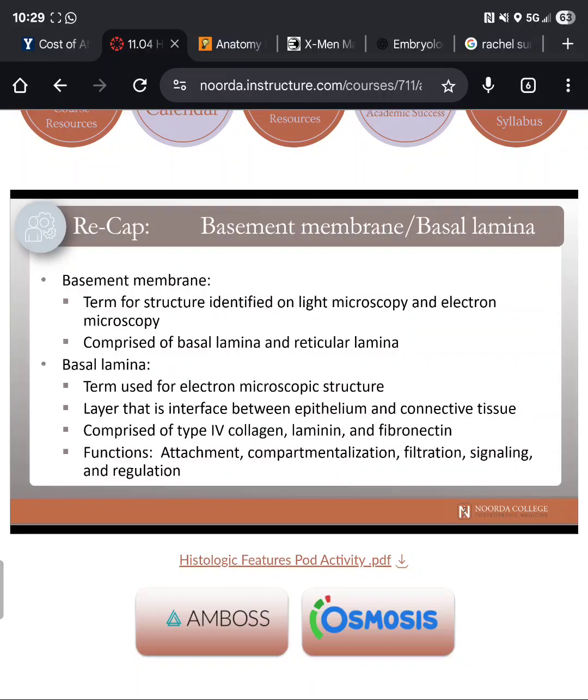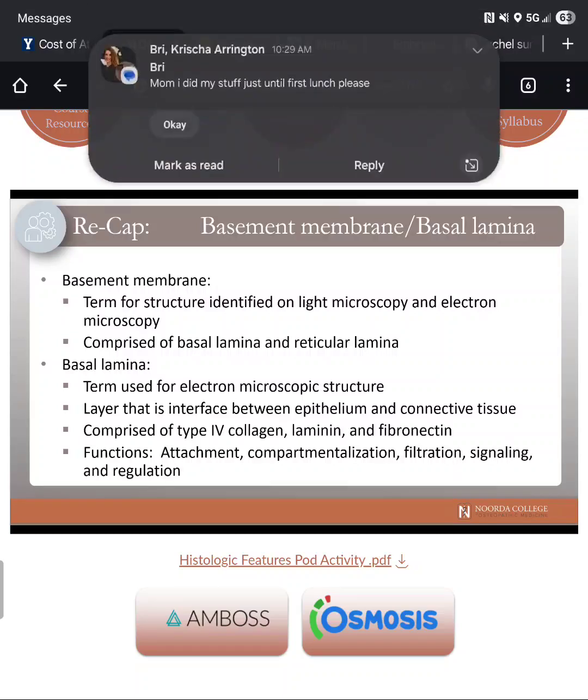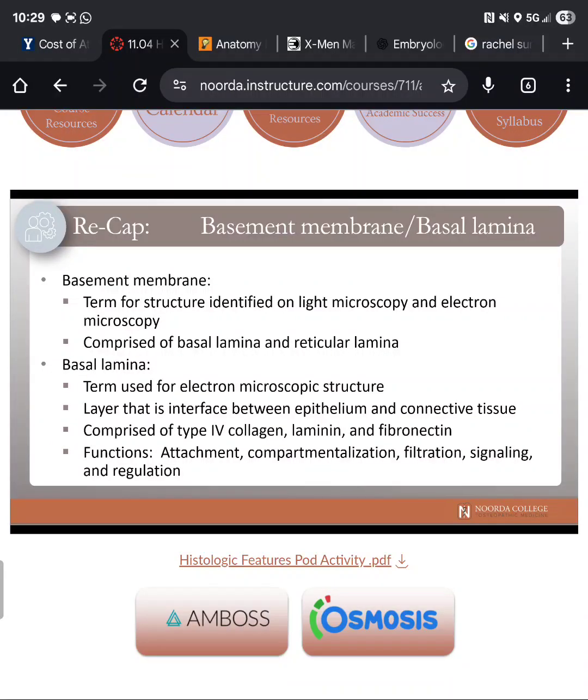Basement membrane is a term used to identify structures on light and electron microscopy. It's comprised of the basal lamina and the reticular lamina. We use the basal lamina term particularly for electron microscopy. It is the layer that interfaces between the epithelium and underlying connective tissue. It's comprised of your type 4 collagen, laminin, and fibronectin, and don't forget about the key functions that it serves.